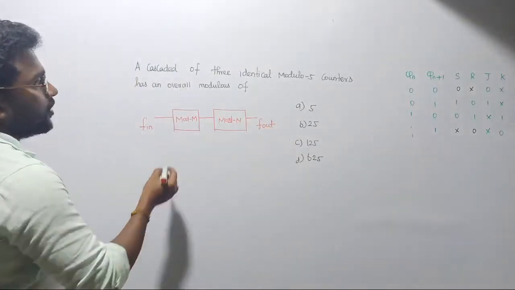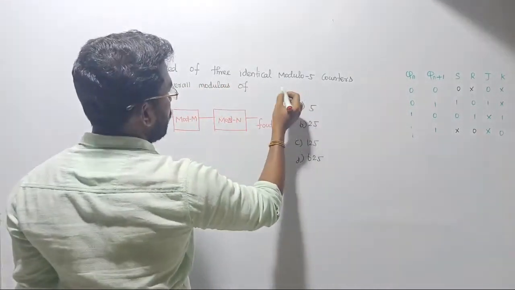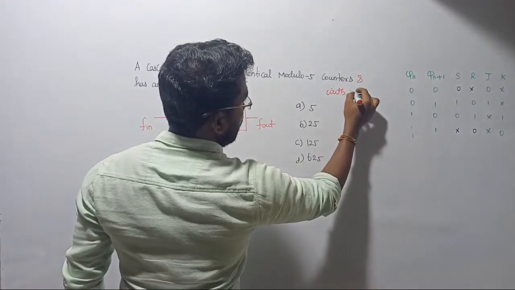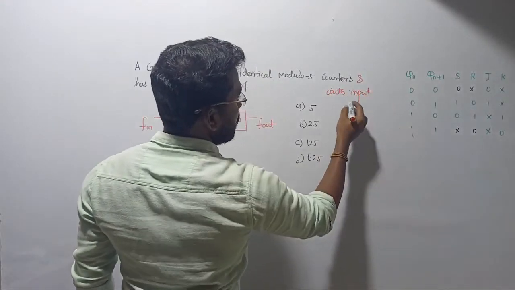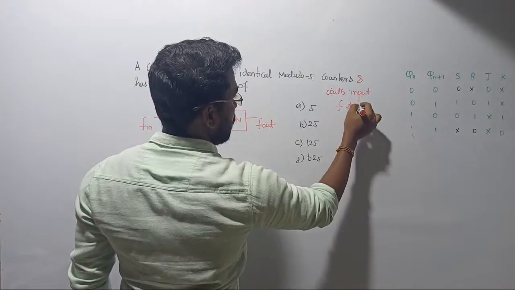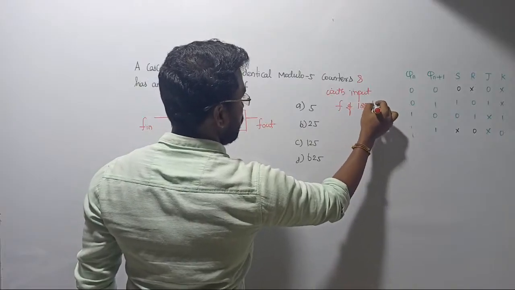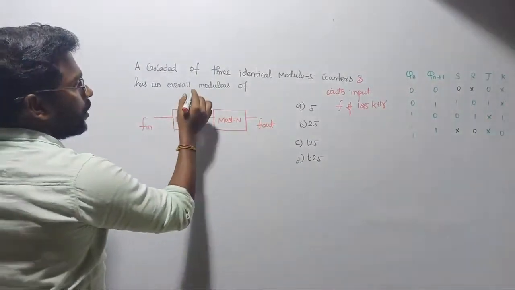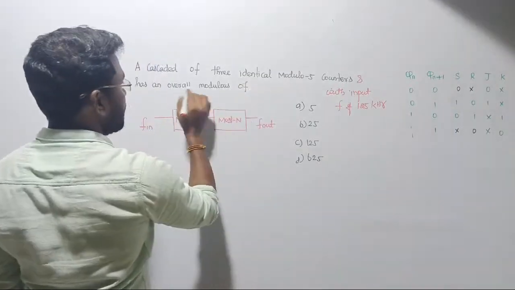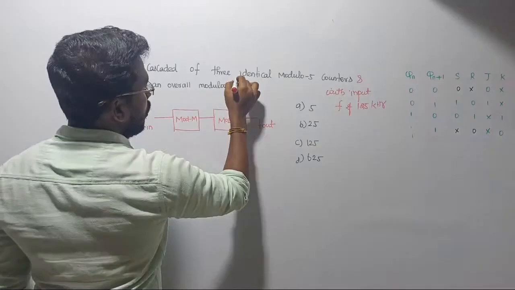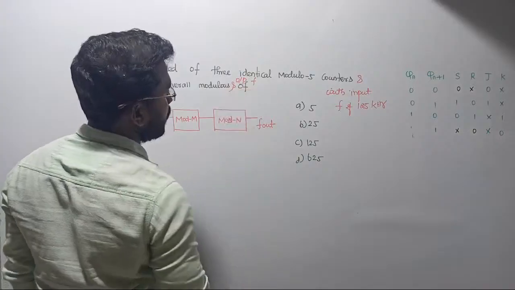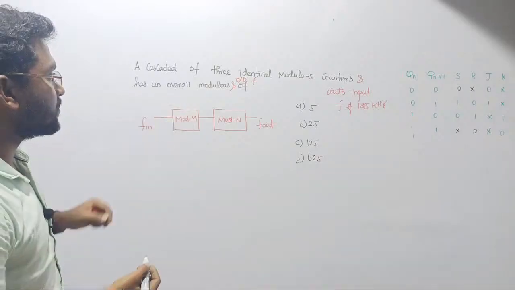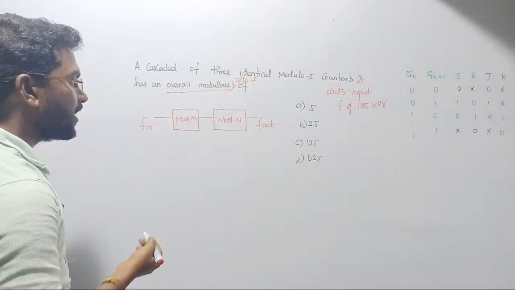For example, for the 3 modulus 5 counters, let me insert one more thing. Let us improve the question with an input frequency of 125 kilohertz. With an input frequency of 125 kilohertz, it has an overall modulus of this, and let us consider an output frequency of. There are two questions, right? Input frequency is given, modulo is given. The question is the output frequency as well as the overall modulus. It's very simple.